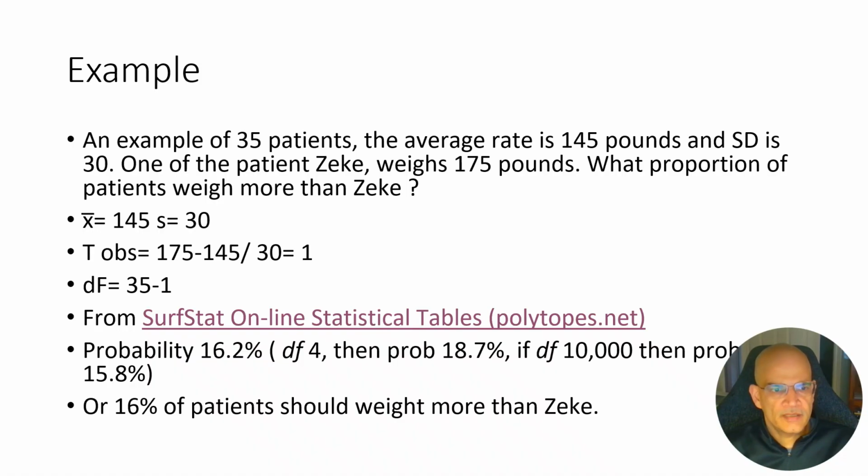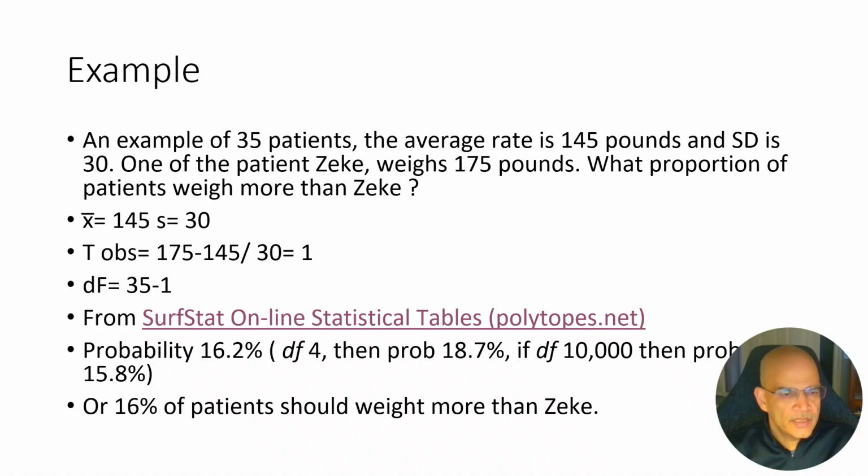So x bar here is 145, which is the sample mean, and the small s is 30. T observed will be 175, that is xi minus x bar, which is 175 minus 145 divided by 30, which in this case is just 1. And now we also need a value called degree of freedom, which is 35 minus 1, that is n minus 1. It is another science in itself, why degree of freedom is not n, but n minus 1.